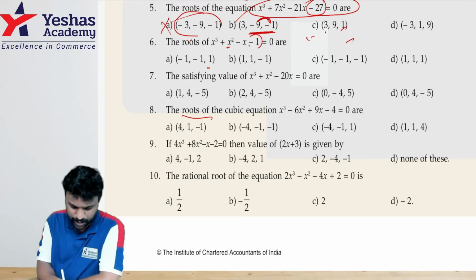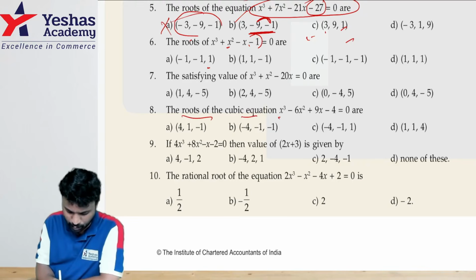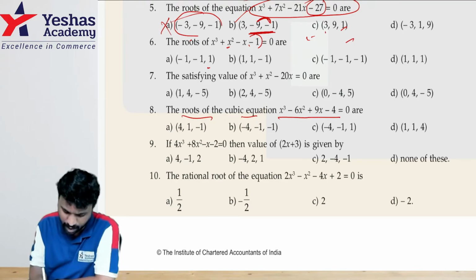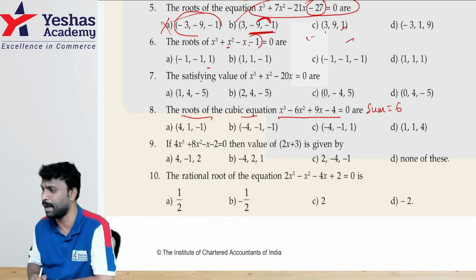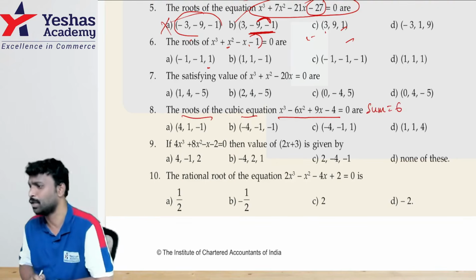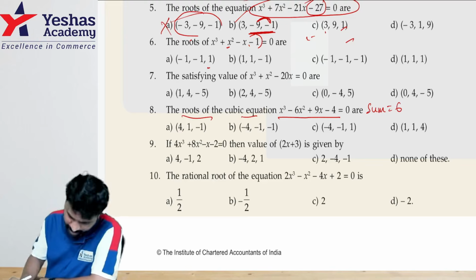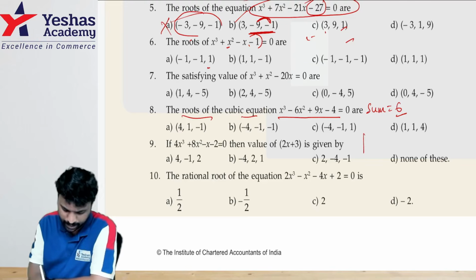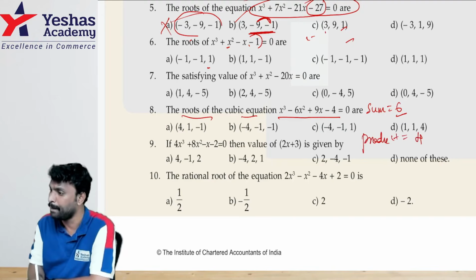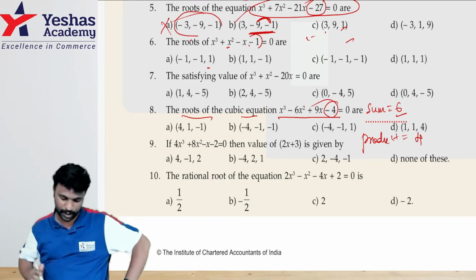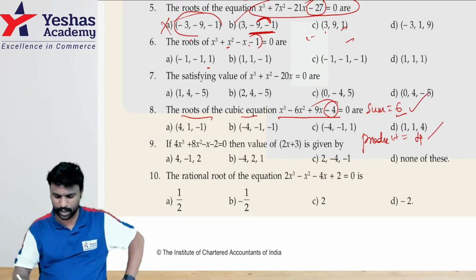What is that? The roots of the cubic equation x cube minus 6x square plus 9x minus 4 equal to 0 are. First of all, what is the sum of the roots here? Plus 6 because B is minus 6. So minus of minus 6 divided by 1, which becomes plus 6. And the product of the roots is minus d by a, which is going to be what? Plus 4 because d value being negative, it becomes positive. So sum of the roots is 6 and the product of the roots is 4.